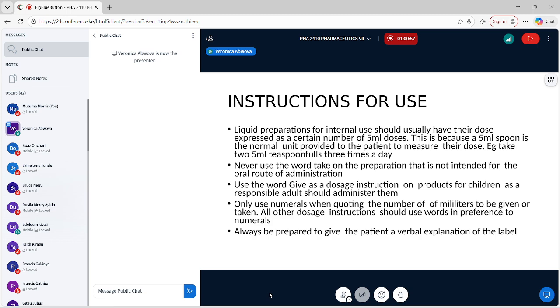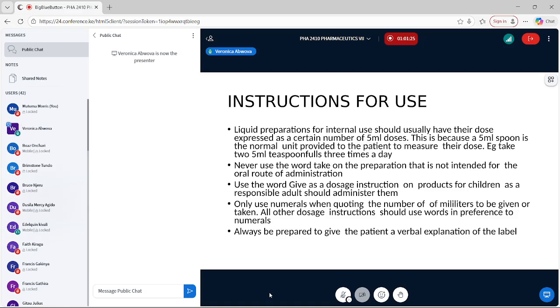Never use the word take on the preparation that is not intended for oral route. Generally, I hope by now you're able to appreciate when you tell the patient take, assumption is you want them to consume it orally. So if the preparation is not for oral, then do not use the word take. The word take has been reserved for oral preparations, okay?